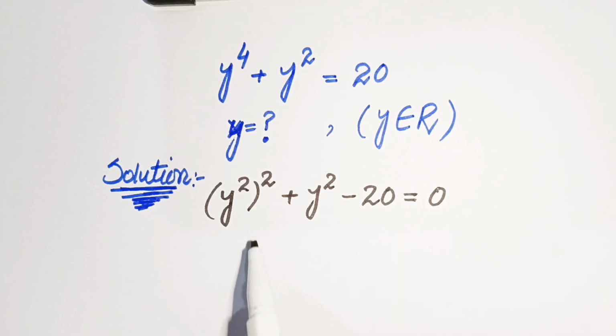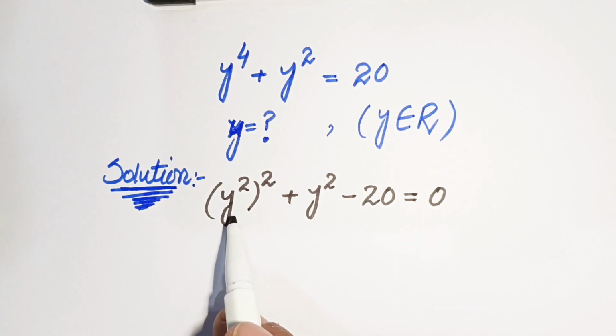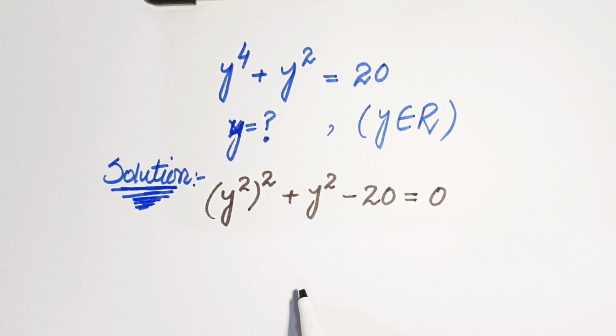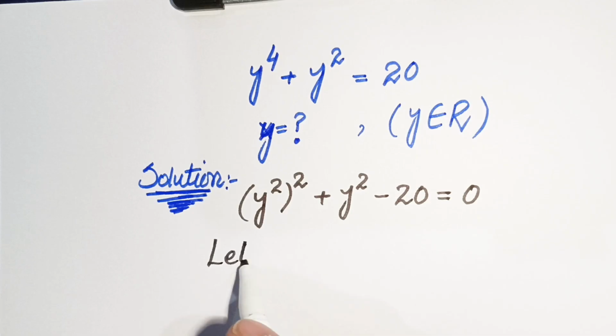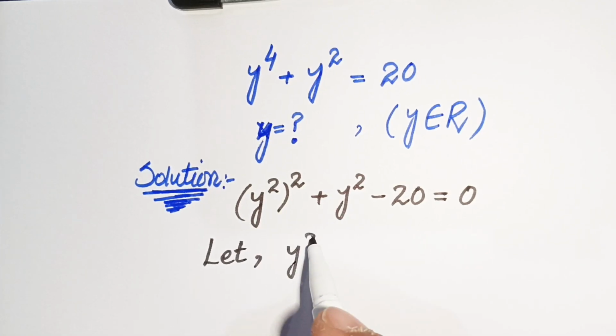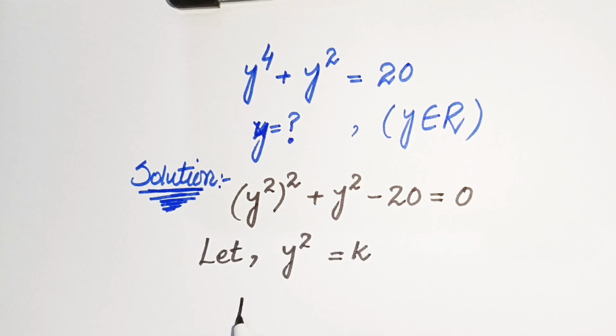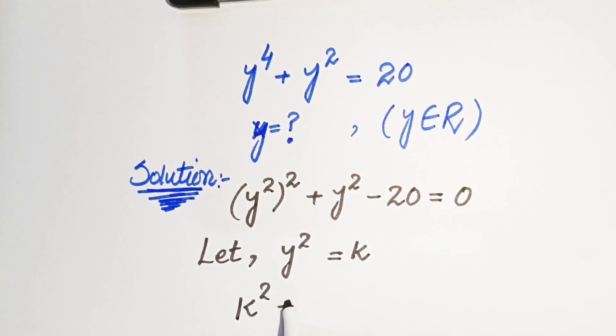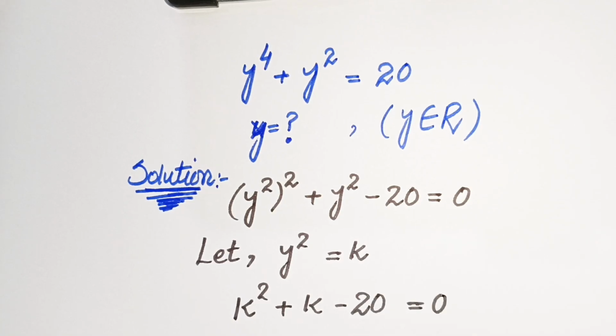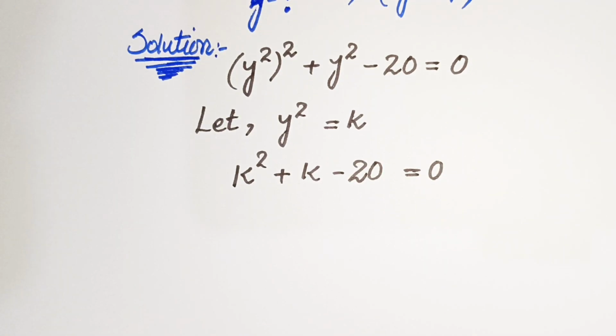Now we can write y squared as k. Suppose y squared is equal to k. Putting that in, we get k squared plus k minus 20 is equal to 0. Here it is a nice quadratic equation.